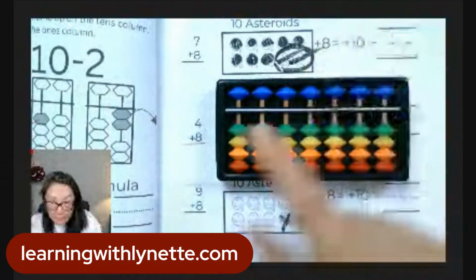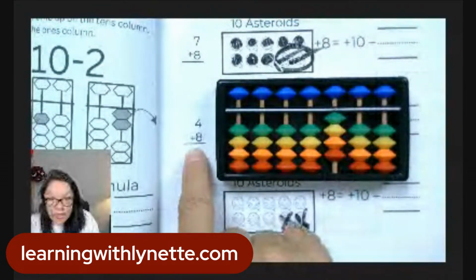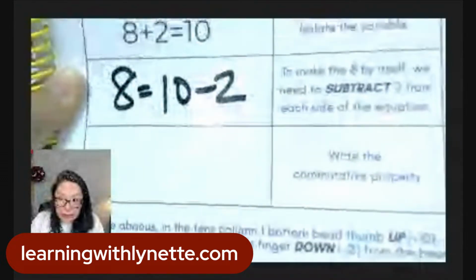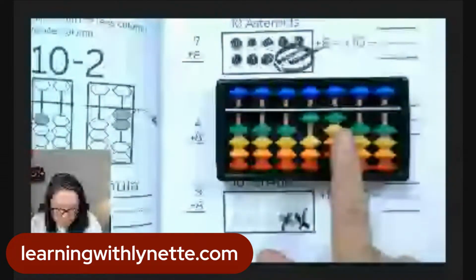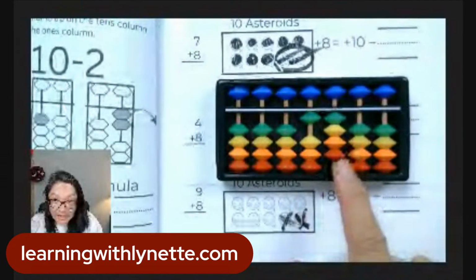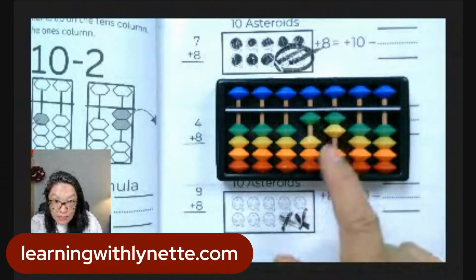So we have 4 plus 8. When we add the 8, what do we do? Plus the 10, 1, 0, 1, 0, and then minus 2. We take away the 2. So my final answer is 12.